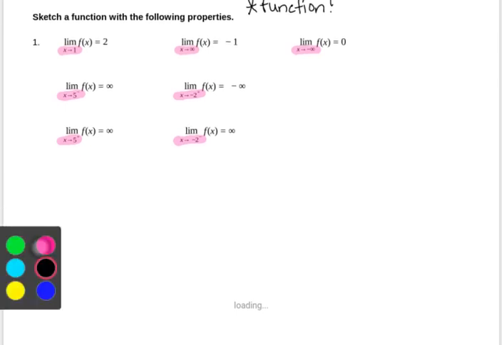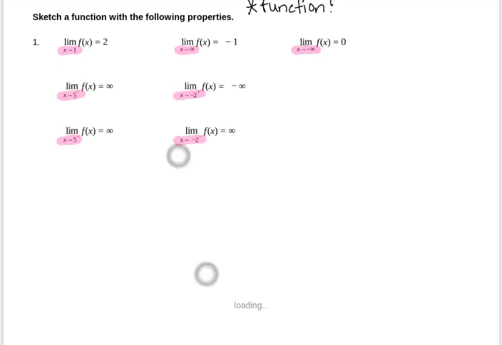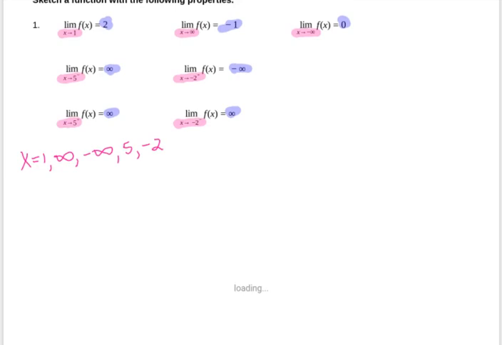So I'm going to make a quick note here. My important x values then are x equals 1, x equals infinity, x equals -infinity, x equals 5 from the left and the right, and x equals -2 from the left and from the right. So those values are all going to be a part of my graph. And then my y values that I need to pay attention to are going to be 2, -1, 0, infinity, -infinity, infinity, and infinity. So I'm going to go ahead and start making my graph here and start to think about what this might look like.